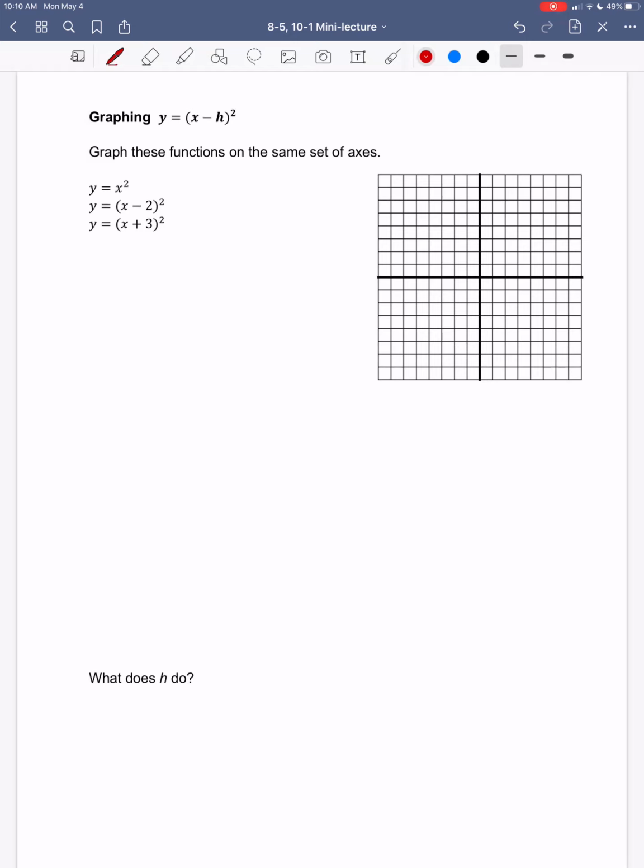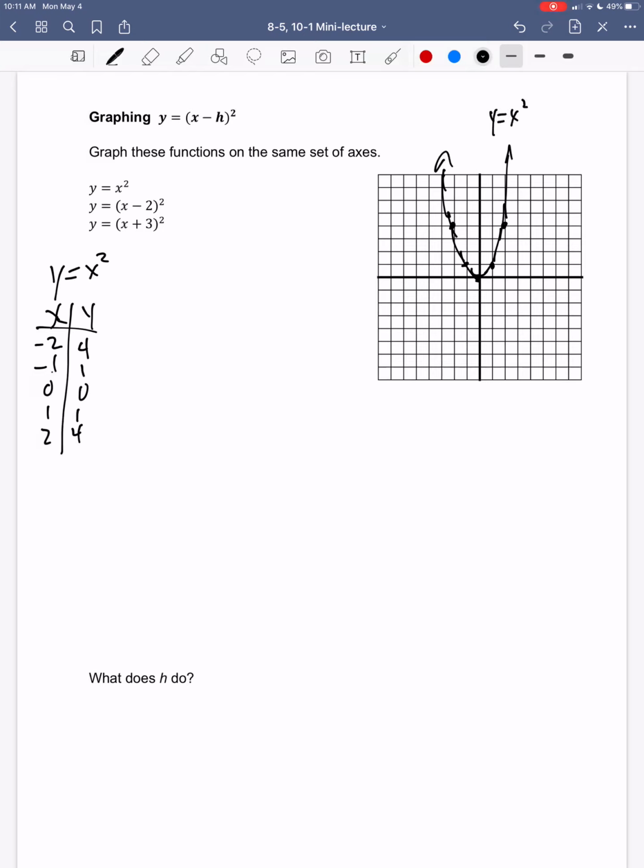All right, so what about this value h? So we've got y equals x squared. That's my basic graph. We're getting sort of bored with this, hopefully. These are really easy to do now. So that's my basic parabola. So that's y equals x squared.